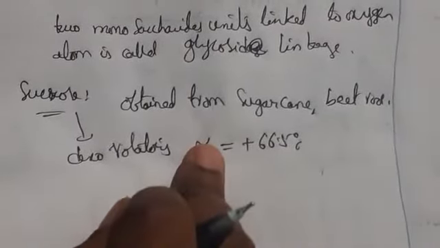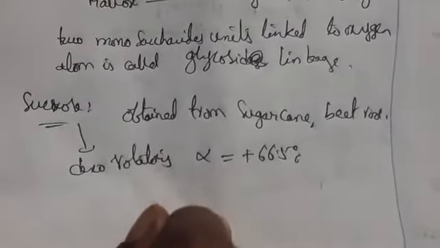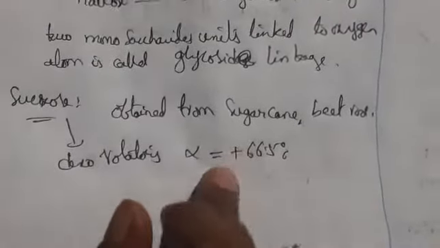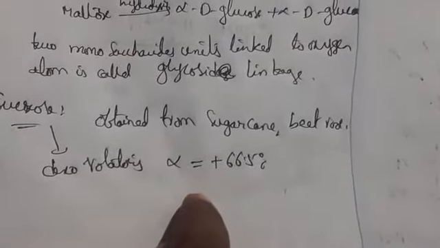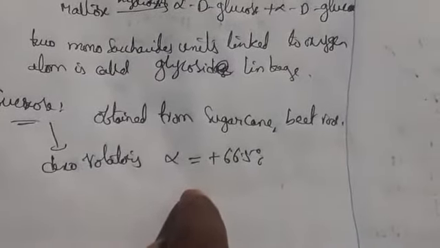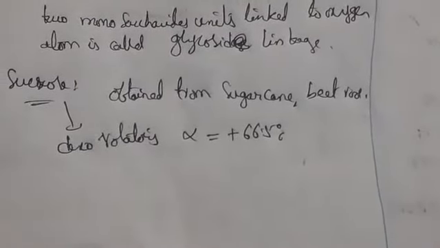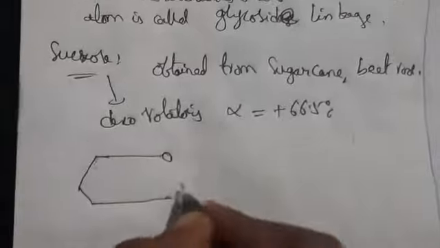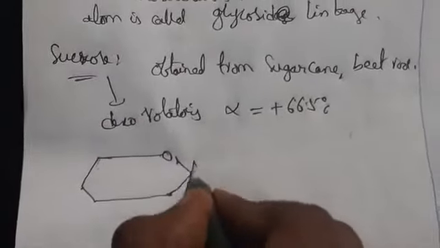Generally, the glycosidic linkage is formed between C1 of alpha D-glucose and C2 of beta D-fructose. So it does not have any anomeric hydroxyl group. Being a non-reducing sugar, it does not show mutarotation or form an osazone. So here we have it like this.